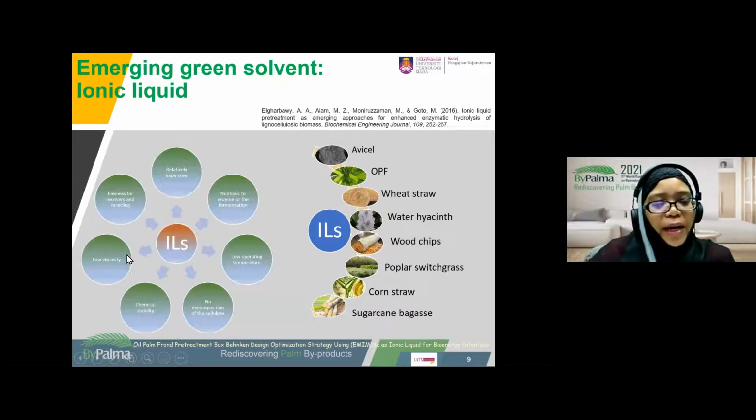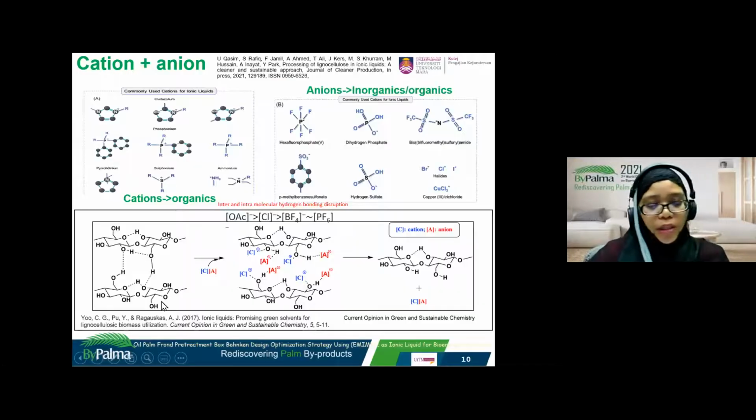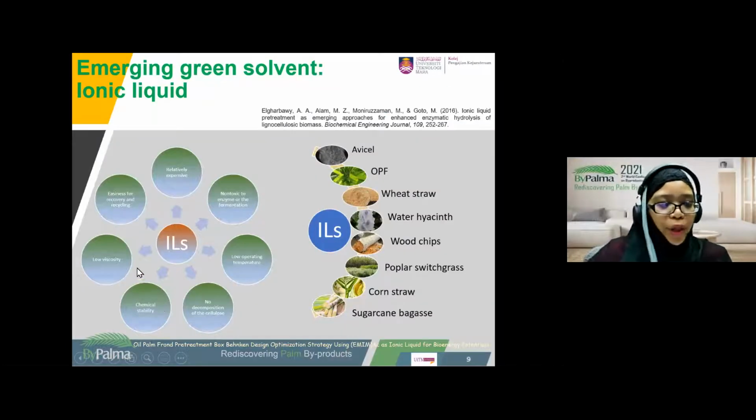So there are various kinds of advantages of the ionic liquid itself. The first one is that it is proven to be non-toxic to the enzyme, the enzymatic hydrolysis, or fermentation. It could be operated at a low temperature, with no decomposition of the cellulose. It has chemical stability with a low viscosity, which is good during the enzymatic hydrolysis or the fermentation. And finally, it could be recycled and reused.